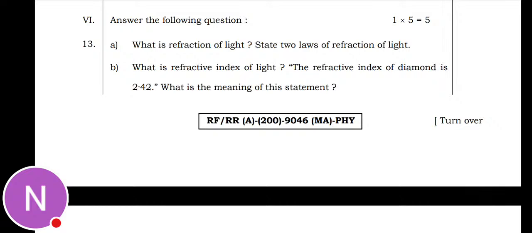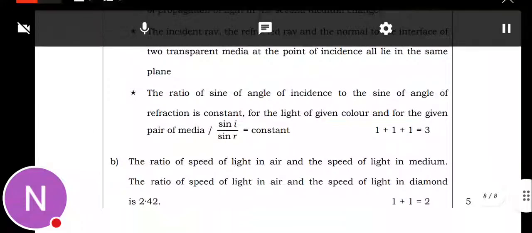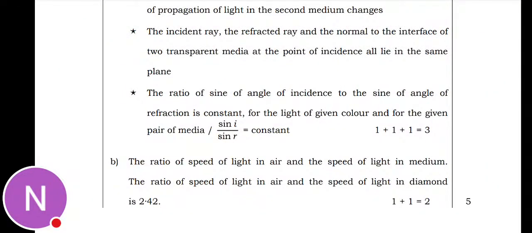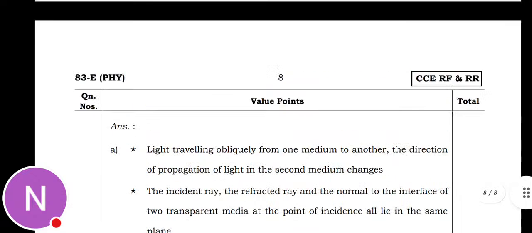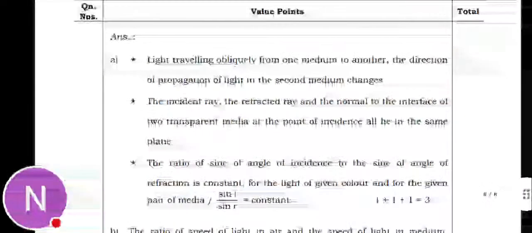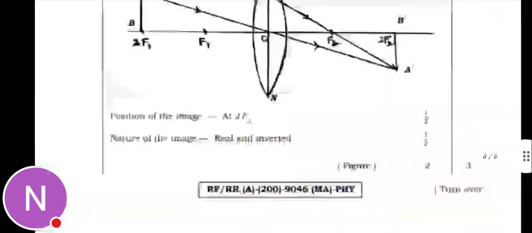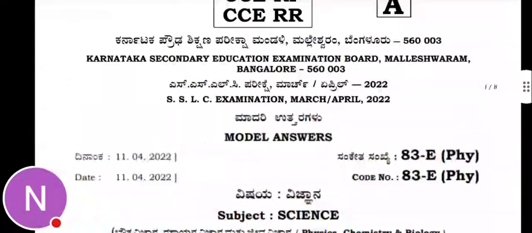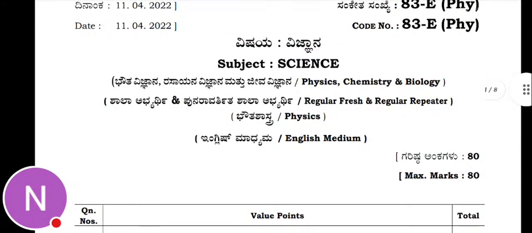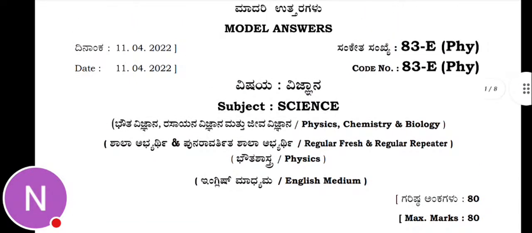B they have asked is what is the refractive index of light, and the refractive index of diamond is 2.42, what is the meaning of this statement. The ratio of the speed of light in air to the speed of light in the medium is the refractive index. The ratio of the speed of light in air to the speed of light in diamond is 2.42. So these are the questions solved. So the 10th standard science physics question paper, English medium, is solved.